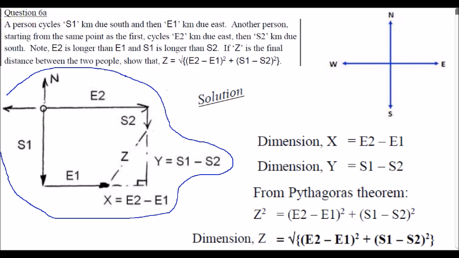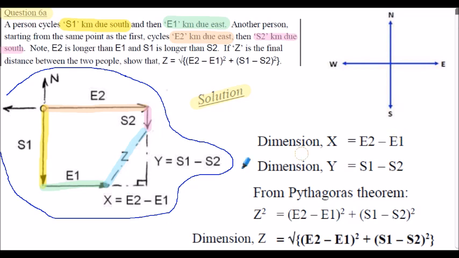Question 6a, here's the full worked solution. Here's a sketch of the diagram related to the information given. First person cycles S1 kilometers due south, drawn here. E1 kilometers due east, here. The second person travels E2 kilometers due east and then S2 kilometers due south, here. Z shown here is the distance between the two endpoints of the people's journeys.